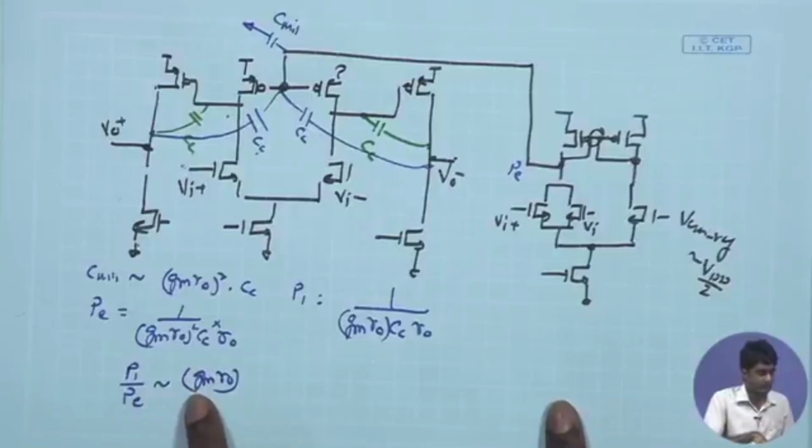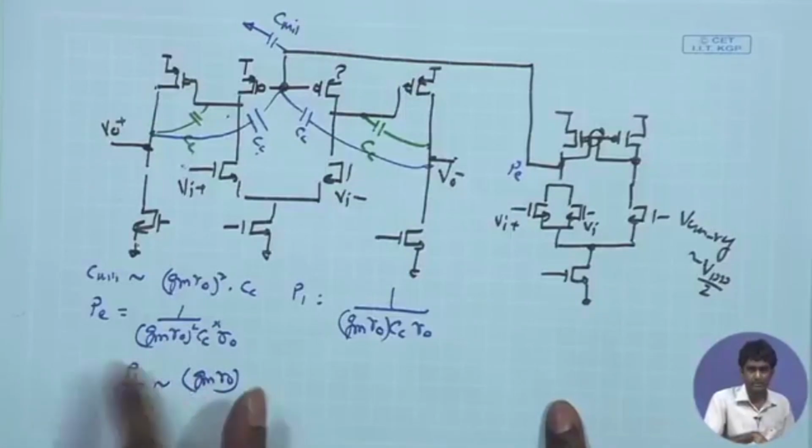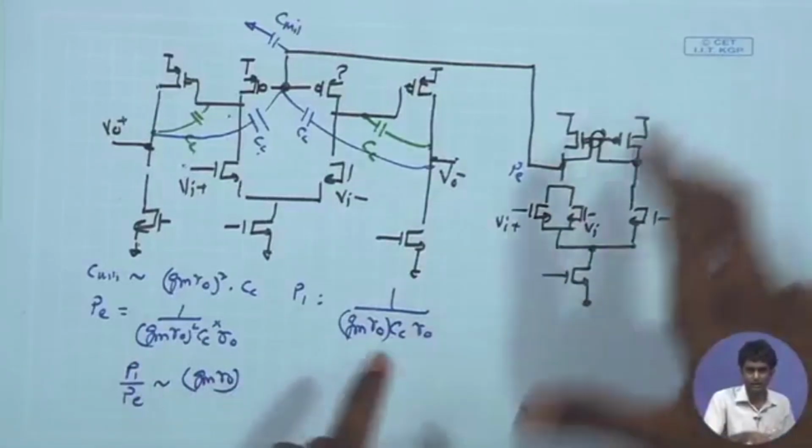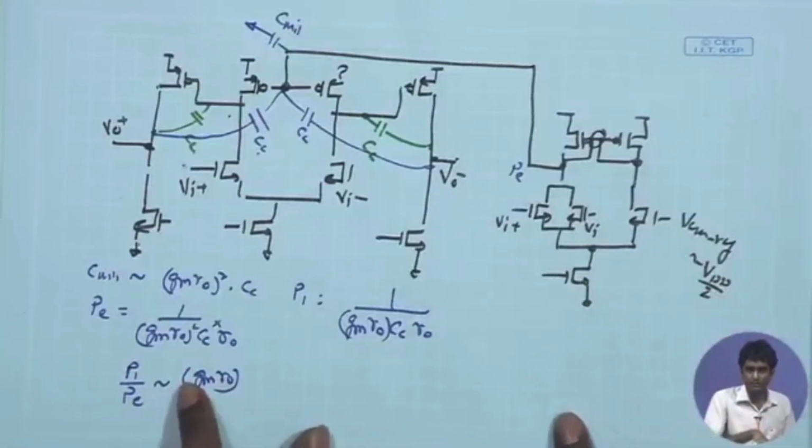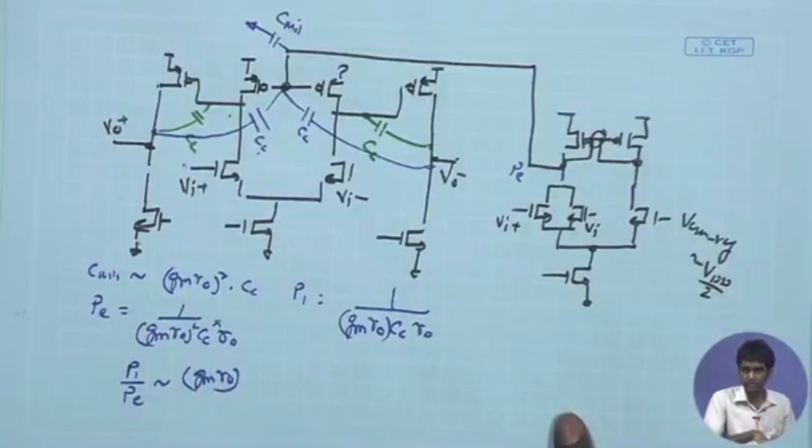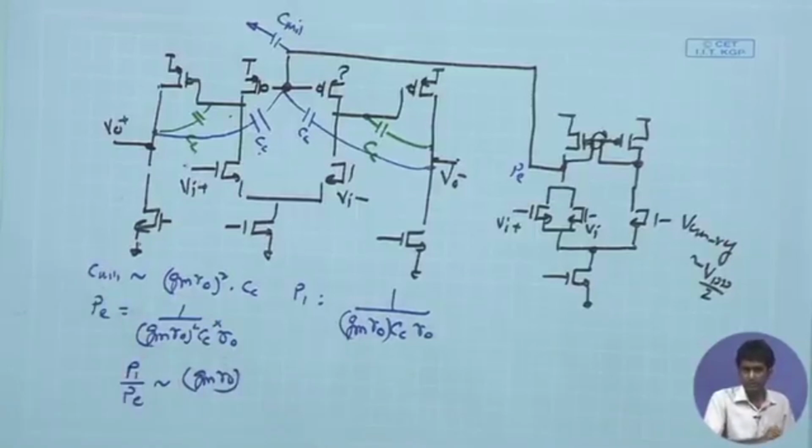In order to get a 45-degree phase margin, as we have seen, the ratio should be equal to Gm Ro square. The overall open loop gain of the amplifier, Gm Ro square, times the first pole, or the dominant pole, should be equal to the second pole. That is going to give me a 45-degree phase margin.